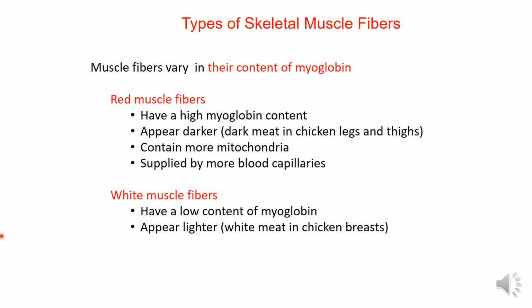So we have a group of muscle fibers known as the red muscle fibers, and they are named red because they contain a large amount of myoglobin, contain more mitochondria, and are supplied by more blood capillaries. While we have another type of muscle fiber, the white muscle fibers, which have a low content of myoglobin and appear lighter, like the white meat in chicken breasts, for example.